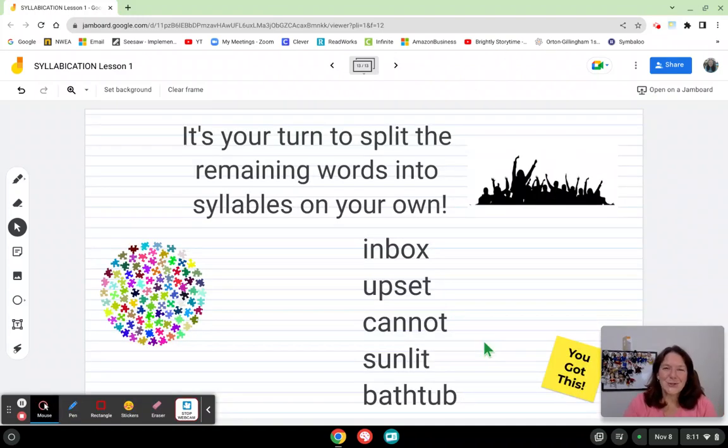Now it's your turn to split the remaining words into syllables on your own. If your teacher provided you with a paper with a list of words, you should see these 5 on there. If not, you can write them down and do that on your own.